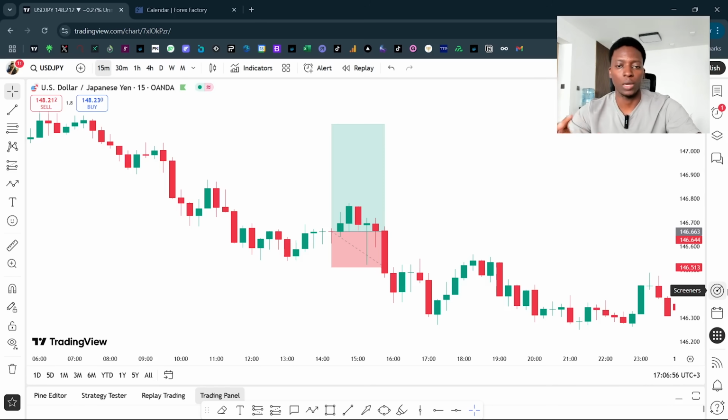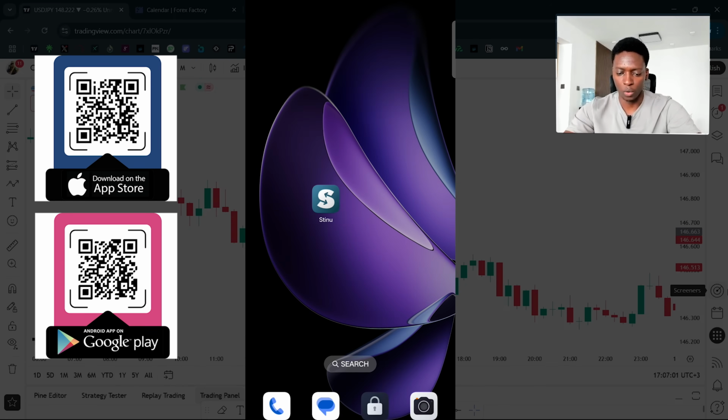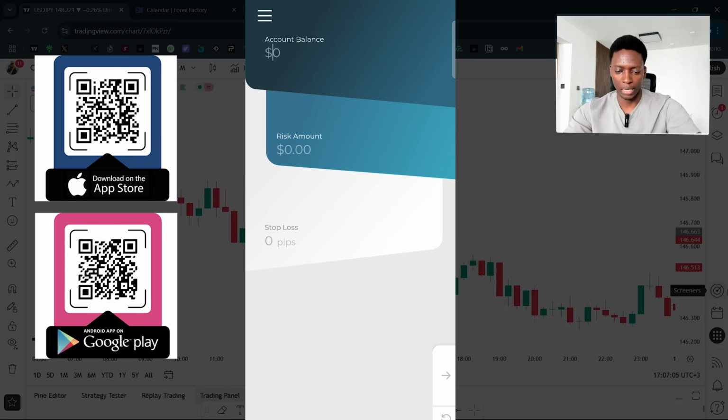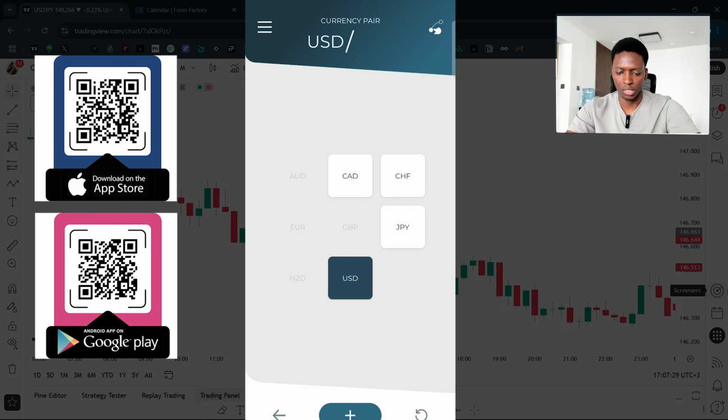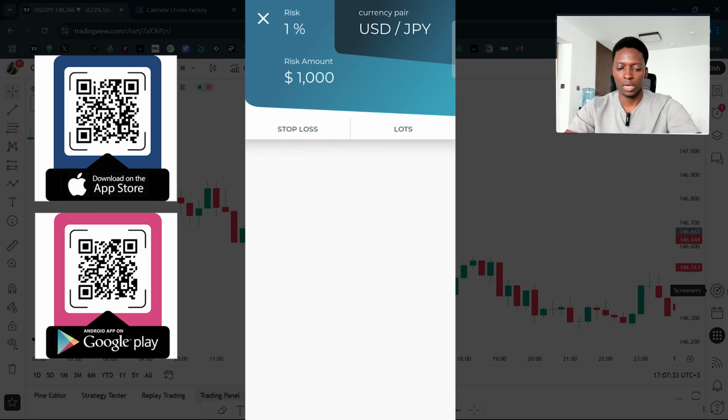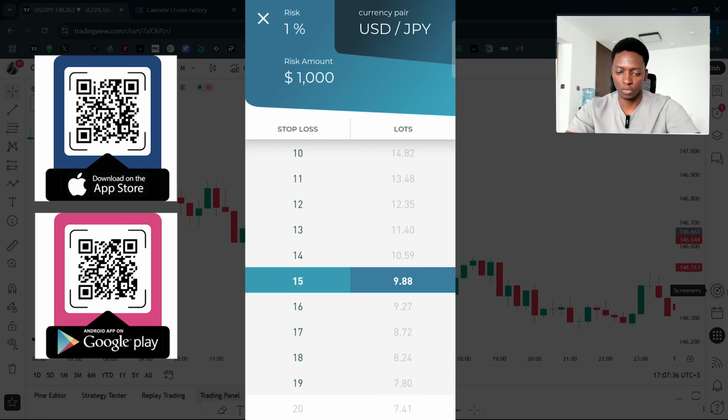I was able to get my lot size by heading onto my downloaded mobile app. Then when I click on the Stinu, here I have a chance to calculate my lot size. The account I'm trading is $100,000 and the risk amount I wanted for that trade is about $1,000, which is basically 1% of my account size. Then the stop loss I use for my setups usually is 15 pips. It hardly changes. So we click on the next arrow. Now the pair I was trading is USDJPY. Then we press on calculate, and just like that, you can see that for me to use that stop loss on UJ, it gives me the exact lot size I need to use.